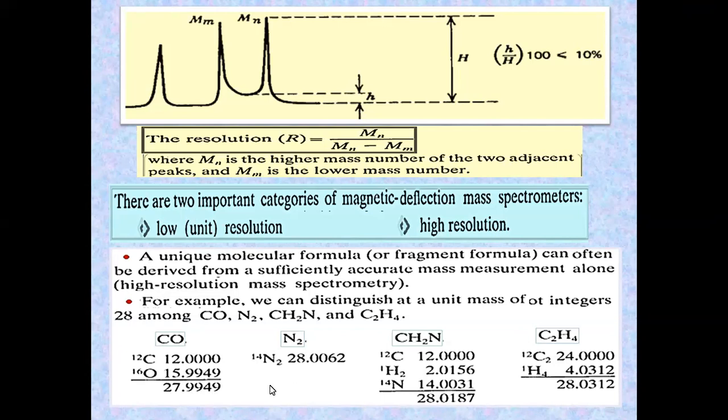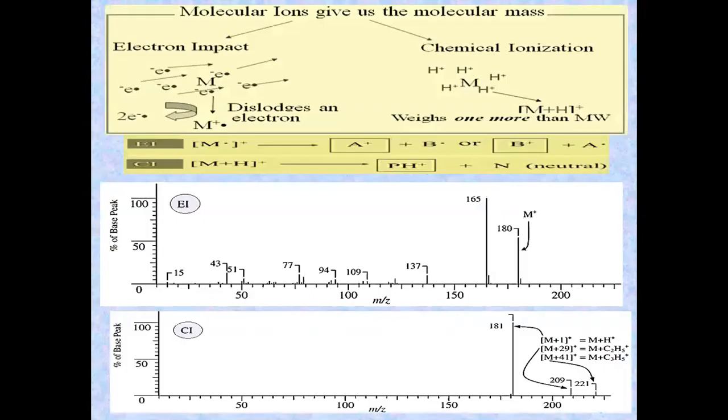So if I get the number 28.0, my probabilities are N2, CH2N, C2H4. I go to the next number. If the next number is 0, I know that I have N2. If the next number is 1, I know that I have CH2N. In general, we have two types of technique with mass.